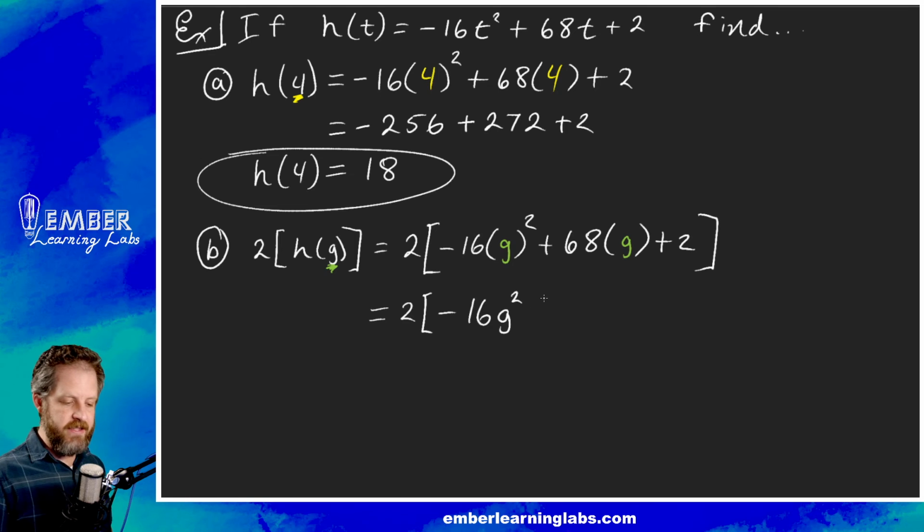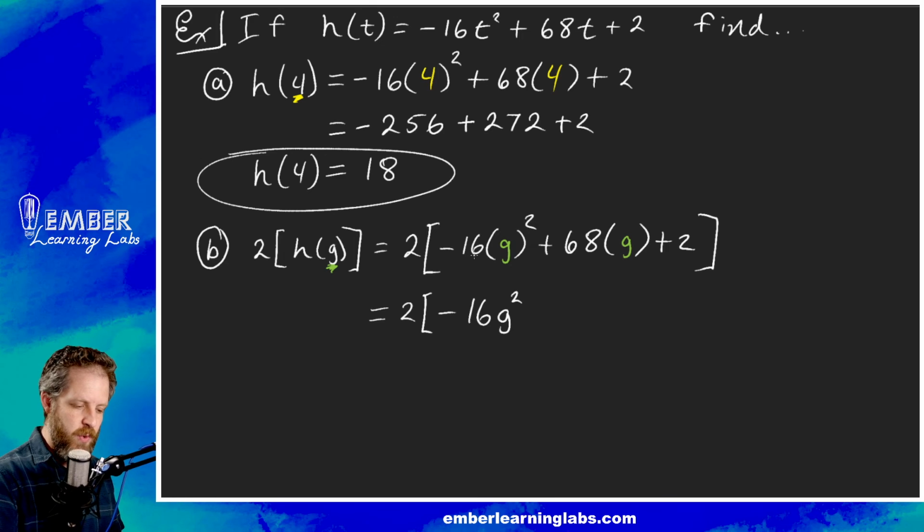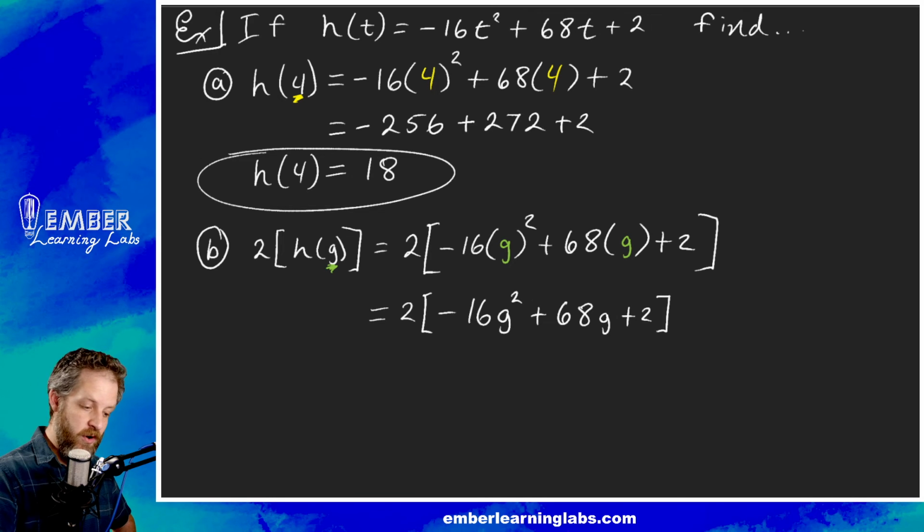Now it's important. A place that I can see making a mistake here would be accidentally squaring this 16, or the negative 16, but it's only what's inside that's squared. So only that g is squared, not the 16. So that is one place I could see making a mistake on this particular problem. Don't make that mistake. Now, what are we going to do with this 2 on the outside? Well, we've seen that before a few lessons back. We're going to distribute it. We've got to distribute it times all 3 things.